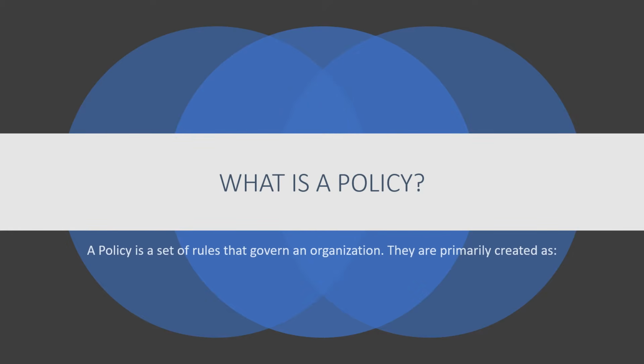So let's get started. What is a policy? Policy is just a set of rules that govern your company, your organization. They're usually created as a preventative measure or a reactionary response. Let me explain what that means. In essence, if I have a set of rules that I would like to see people follow in my company, I will sit down and I will create them, as we'll discuss in the video moving on. I'm going to think of the things that I want to see done. That is a preventative measure.